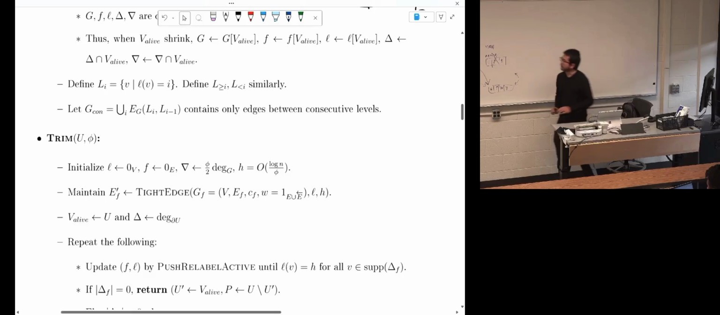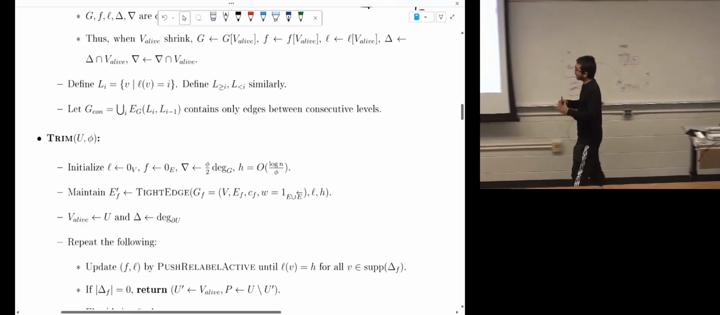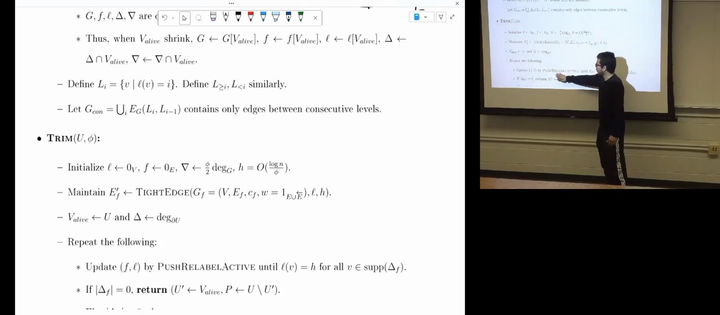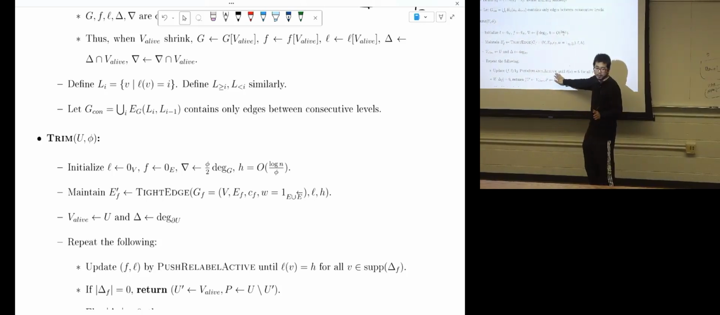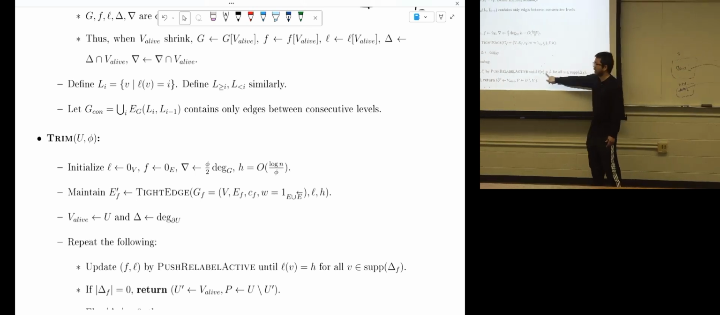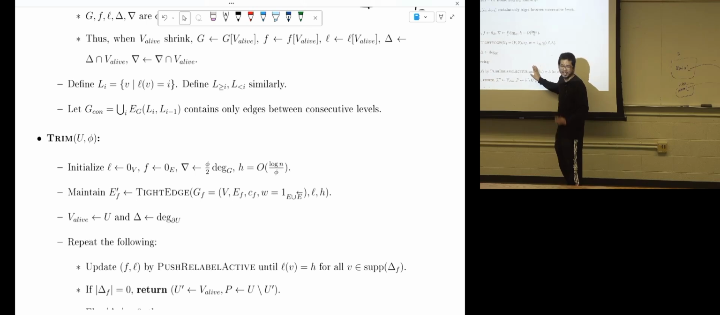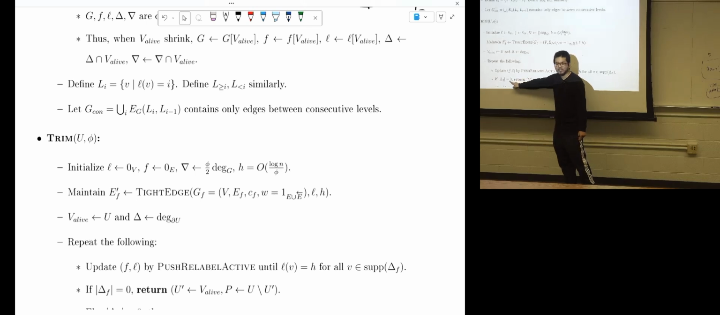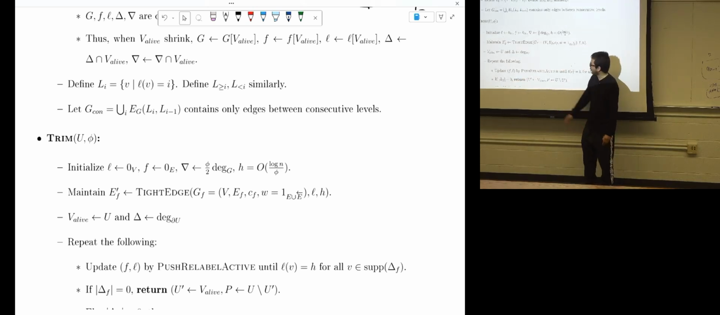This part is not surprising either. It's just the same. We just try to push and relabel vertices, the active nodes, like before, until every node with excess is dead. Just do that, like in push-relabel. And suppose that there is no excess, then I just return my alive set as my U prime.